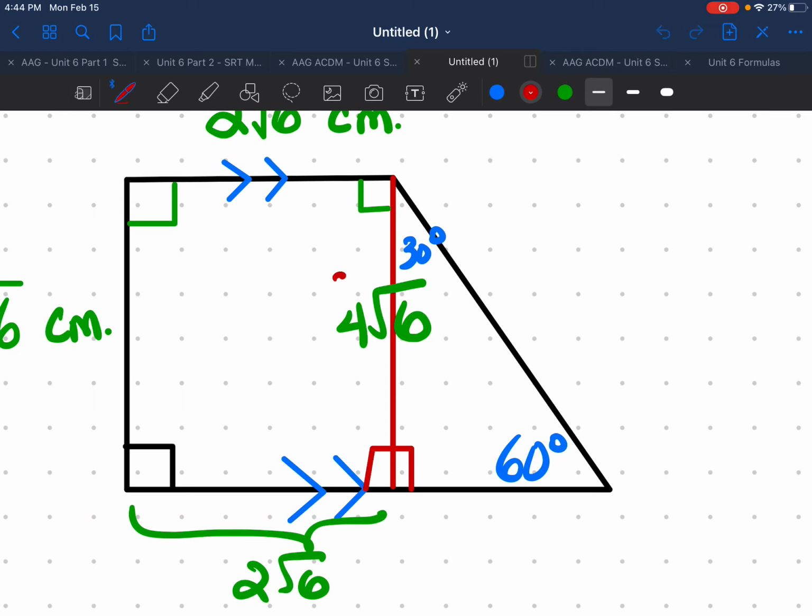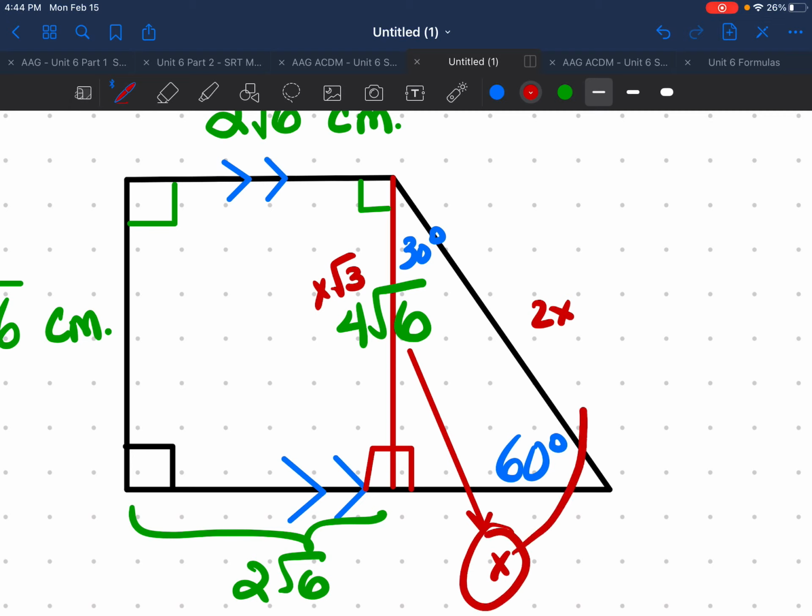So this is going to be my x radical 3 side. Wait a minute, that's not a radical 3. I'm going to make sure I pay attention to that. This is going to be my x side, and this is going to be my 2x. So to get a plan of attack here, I'm going to go backwards from my long leg to the short leg by dividing by radical 3. Then I'm going to get an answer for x, and then I'm going to double it. Okay, so let's go ahead and show that.